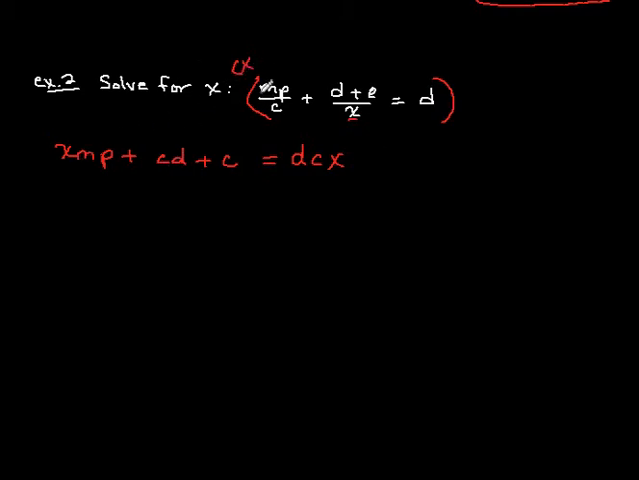So you get xmp, and the x is crossed out, so you get cd. The x is crossed out, and you get ce. That makes the problem a lot easier.